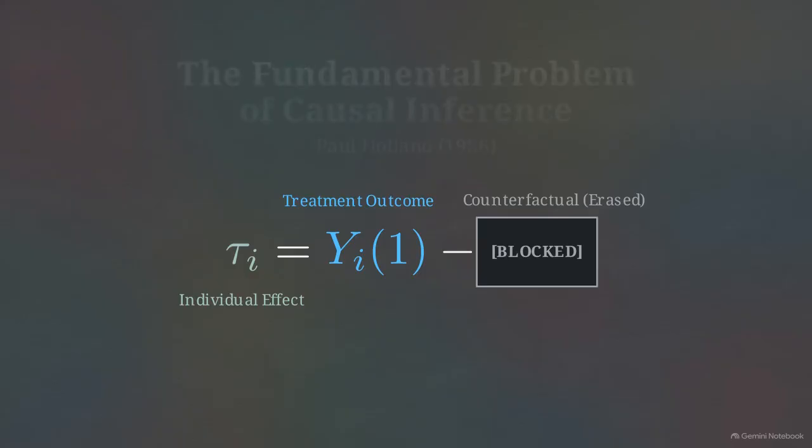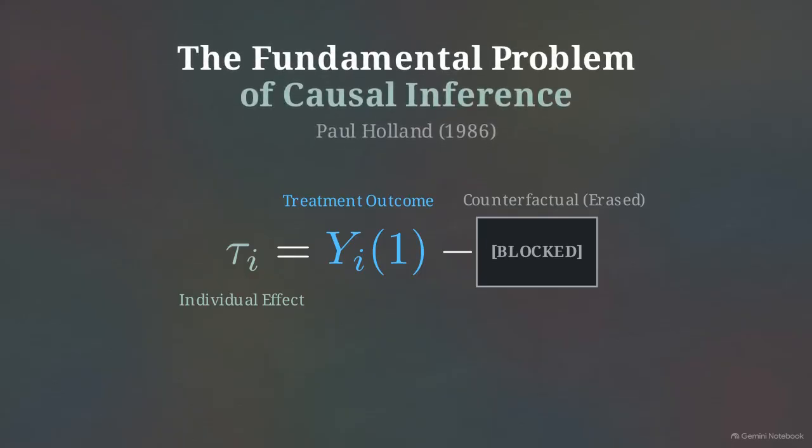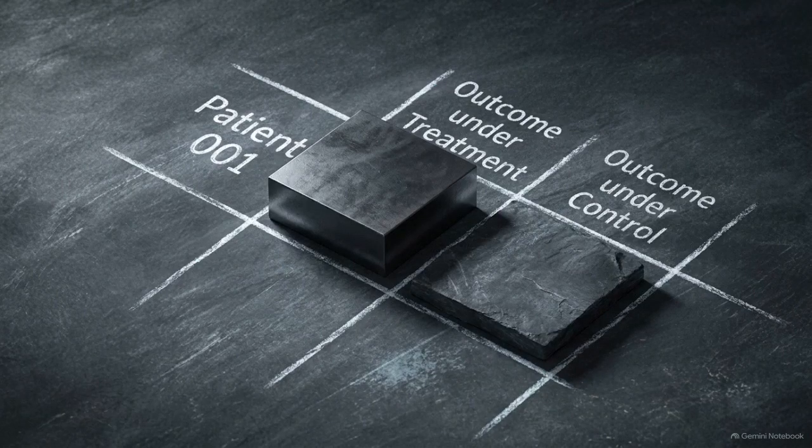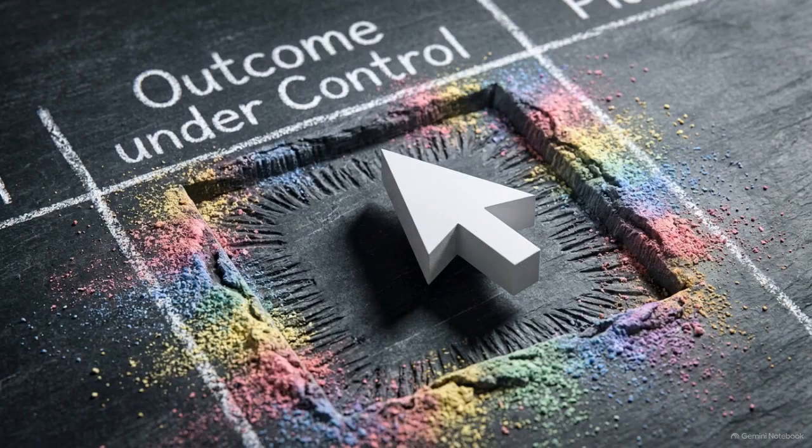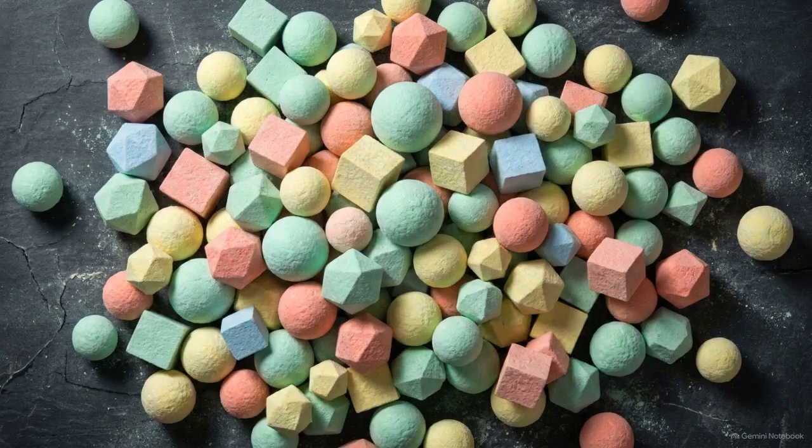Paul Holland formalized this impossibility as the fundamental problem of causal inference. Because one potential outcome is always missing, the true individual causal effect is completely unobservable. We can never be certain what caused a specific result for a specific person. To escape this problem, we have to abandon the individual entirely.